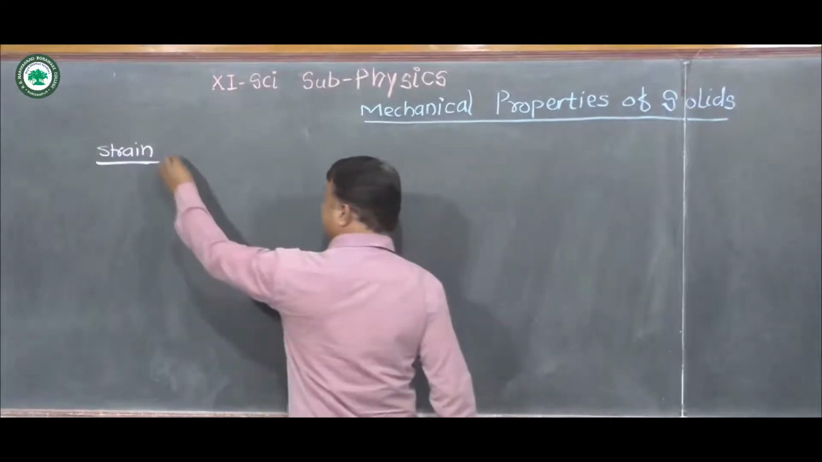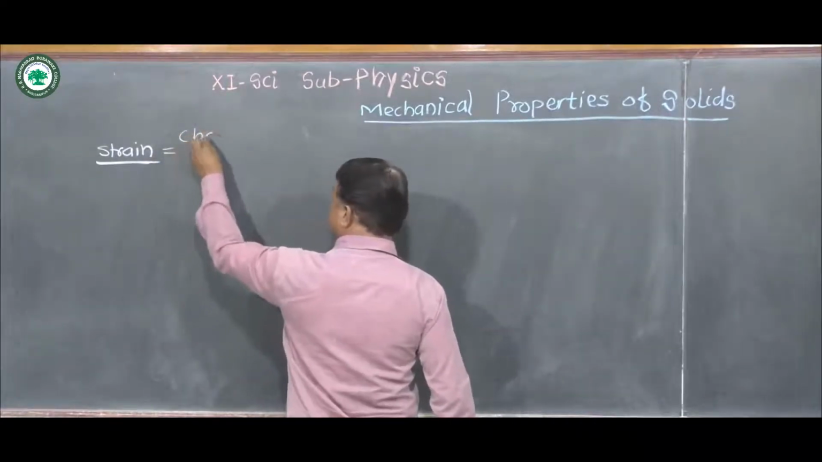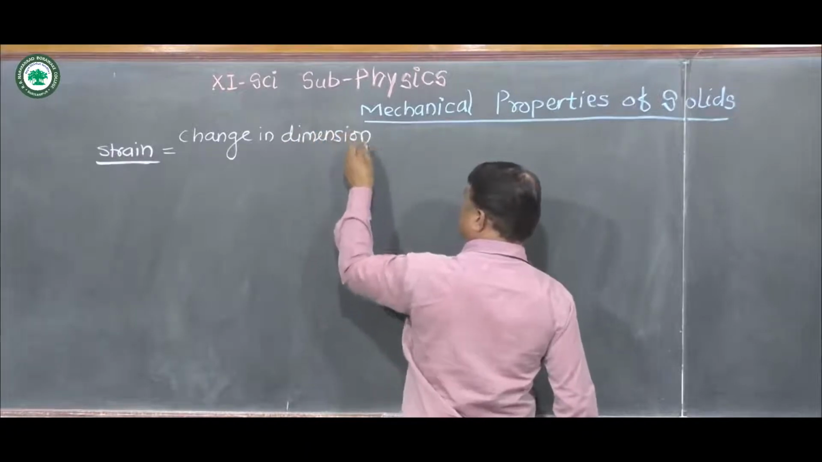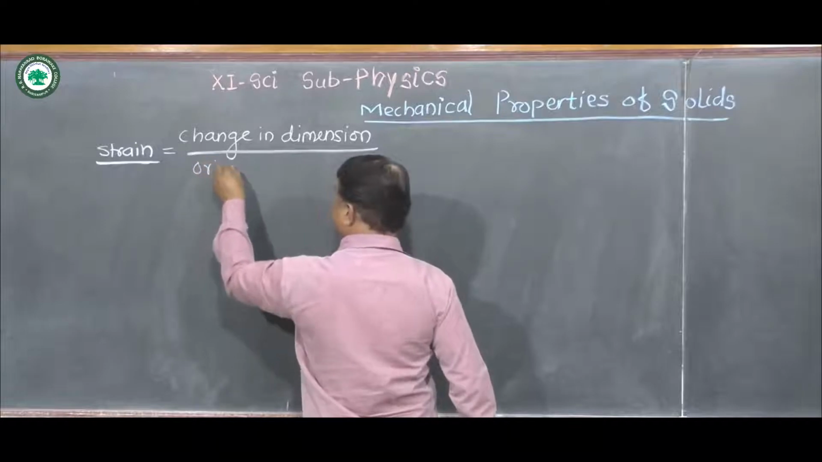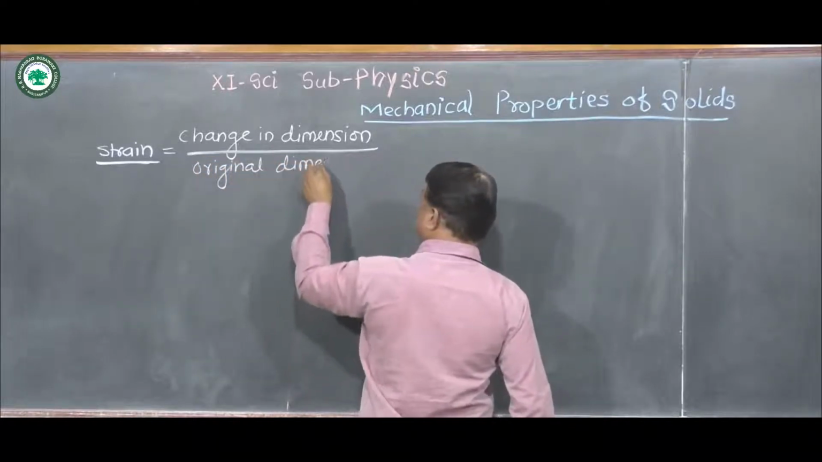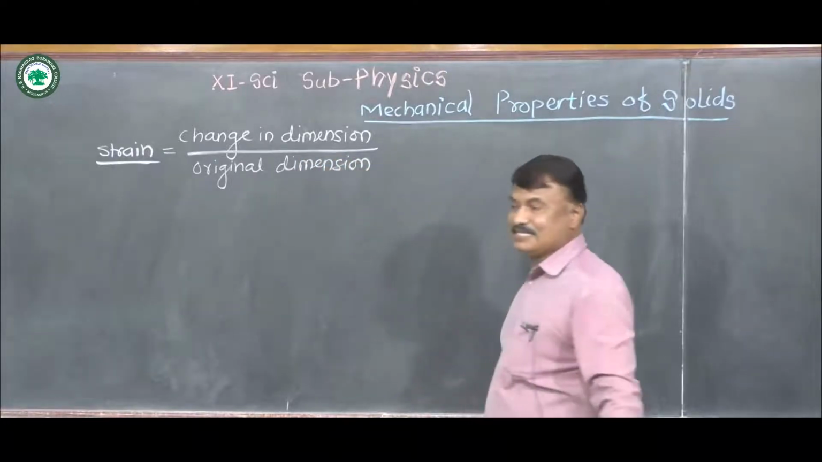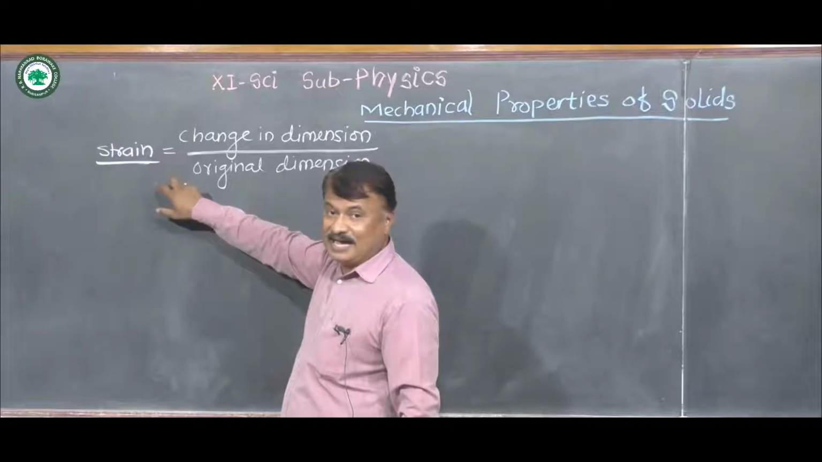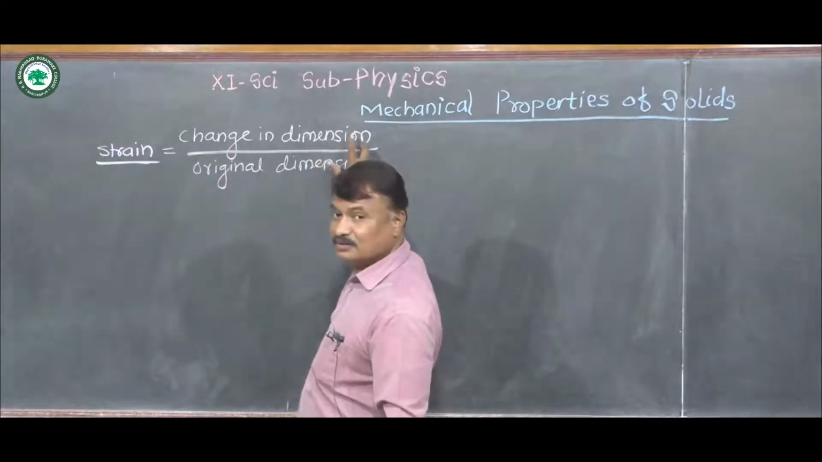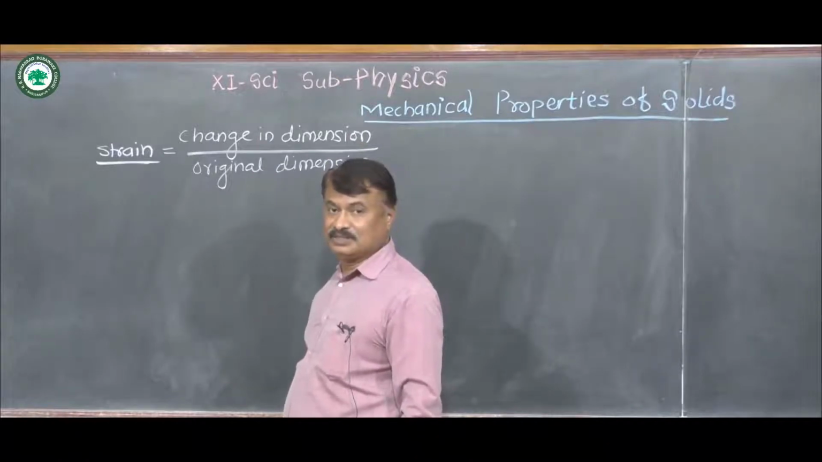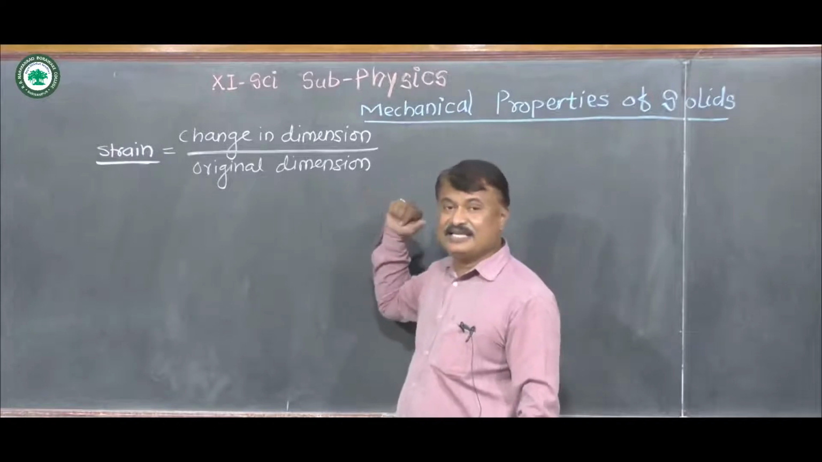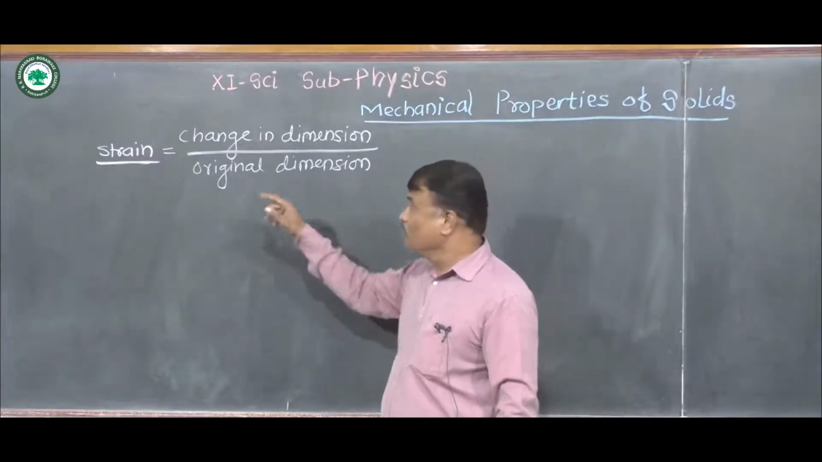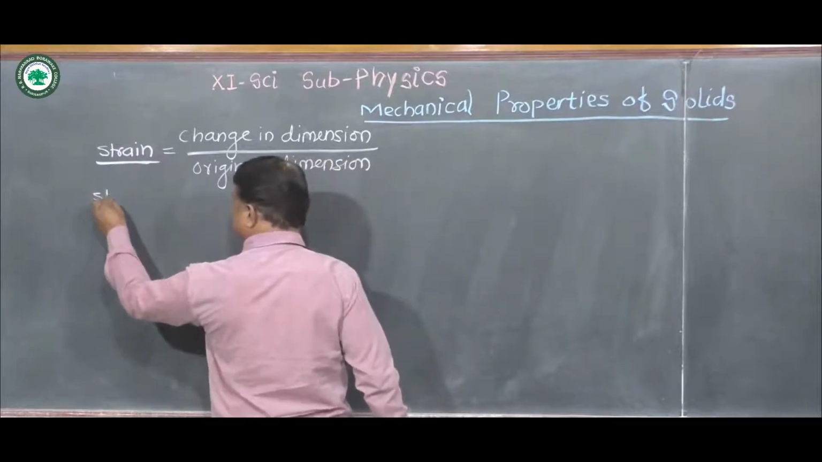So for strain, remember the formula: change in a dimension upon original dimension. That is called as strain. So with the help of this formula, we can define the definition of strain. Strain is defined as a ratio of change in a dimension to the original dimension. In this, we consider change in the length, then change in the volume, and we consider change in the shape.